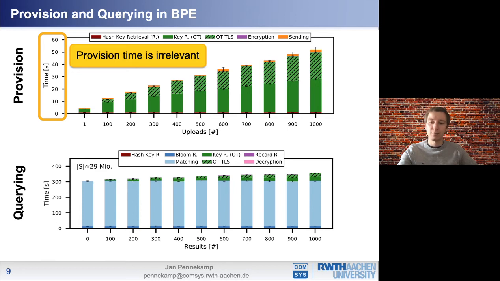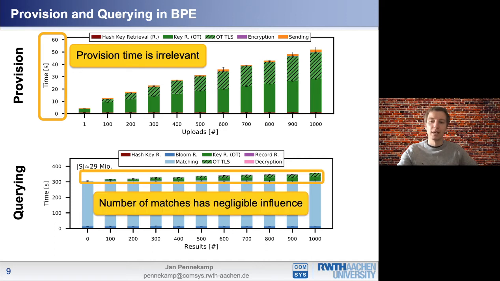For this example here, the client tests 29 million parameter sets for inclusion in the Bloom filter. So we can conclude that the number of matches has a negligible influence on the performance because the matching phase takes most of the time. The good thing here is that the matching phase is completely done by the client itself, so it does not burden the exchange platform.